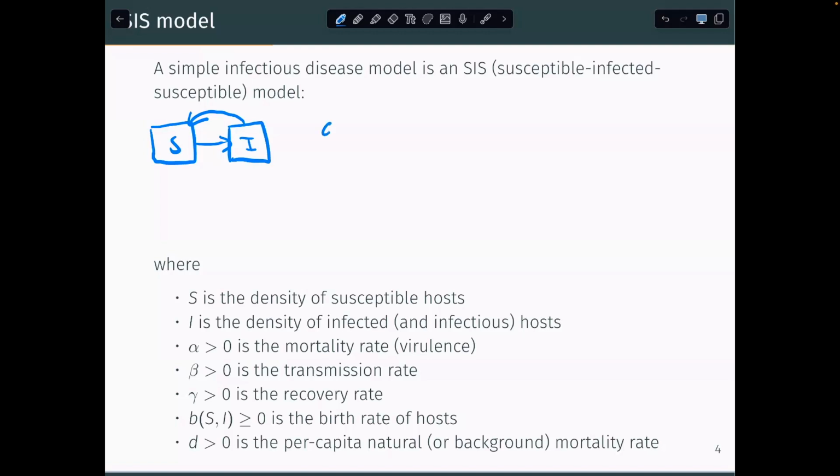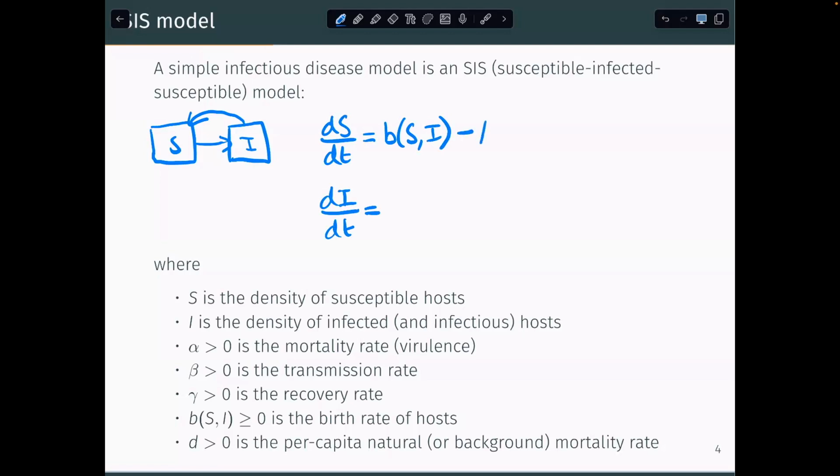What do our equations look like? Well, we have a system of two nonlinear ODEs, the dS/dt and the dI/dt, where S is going to be the density of our susceptible hosts and I is the density of infected and also infectious hosts. And then we're going to assume that there is some birth rate, which I'll call B as a function of S and I, the birth rate for our host population.